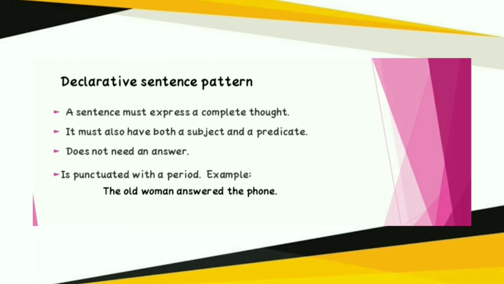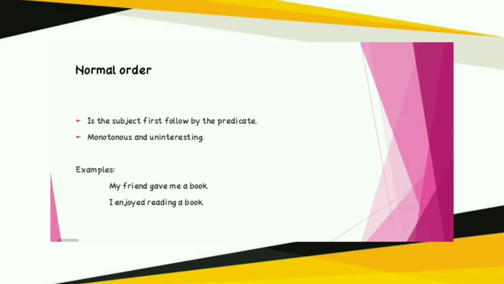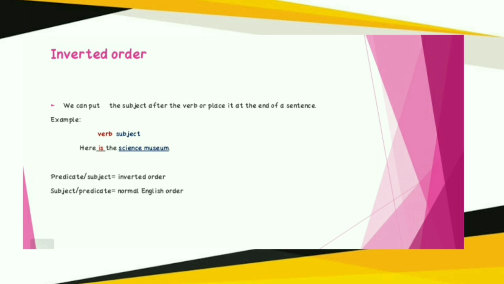Example, the old man answered the phone. Normal order is the subject first followed by the predicate. Monotonous and uninteresting. Examples, my friend gave me a book. I enjoyed reading a book. Inverted order. We can put the subject after the verb or place it at the end of a sentence.